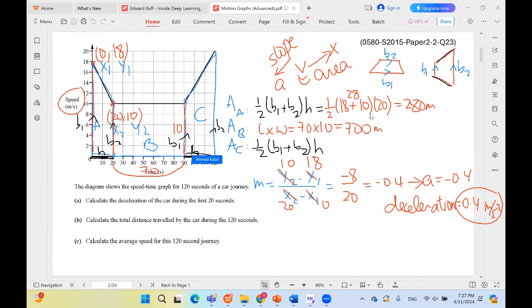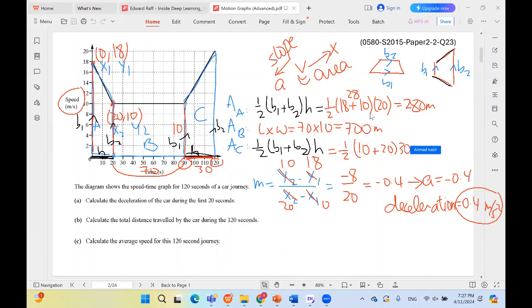So B1 is equal to 10. Let's start plugging in the values. So half, of course, first, and then B1 is 10, and B2 is 20. And the height is the distance between 90 and 120. So this here starts at 90 and it ends at 120. So the distance between them is 30. So therefore the height here would be 30.